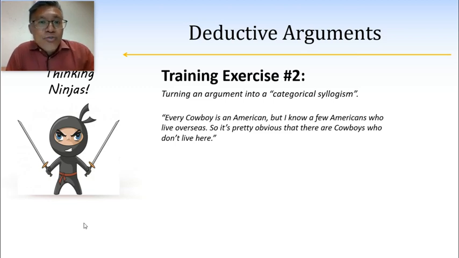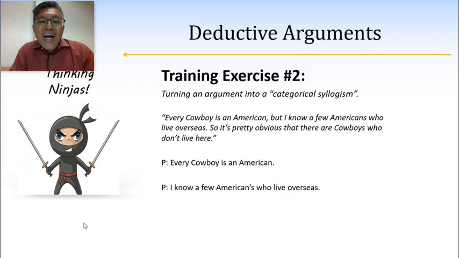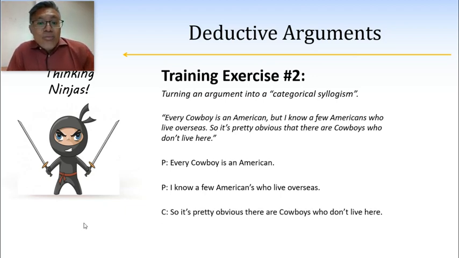So to make it easier for us to understand it, we want to convert it into something that's familiar, right? So first claim is that every cowboy is an American. Okay, so we'll write that down. The second claim is that I know a few Americans who live overseas. I'm hoping it's obvious to you that the conclusion that this person wants us to make is that there are cowboys who don't live here, right? That's kind of the conclusion that they want us to draw.